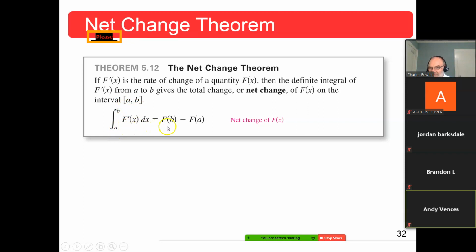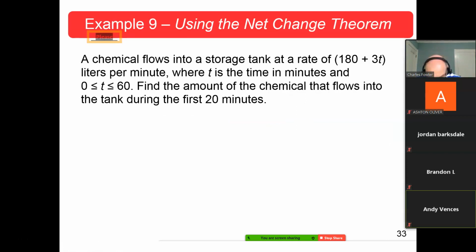So basically, this is saying the integral of a derivative gives you whatever the function is, but the difference of that function at the two endpoints. Okay, so here's example 9, bottom of page 326.